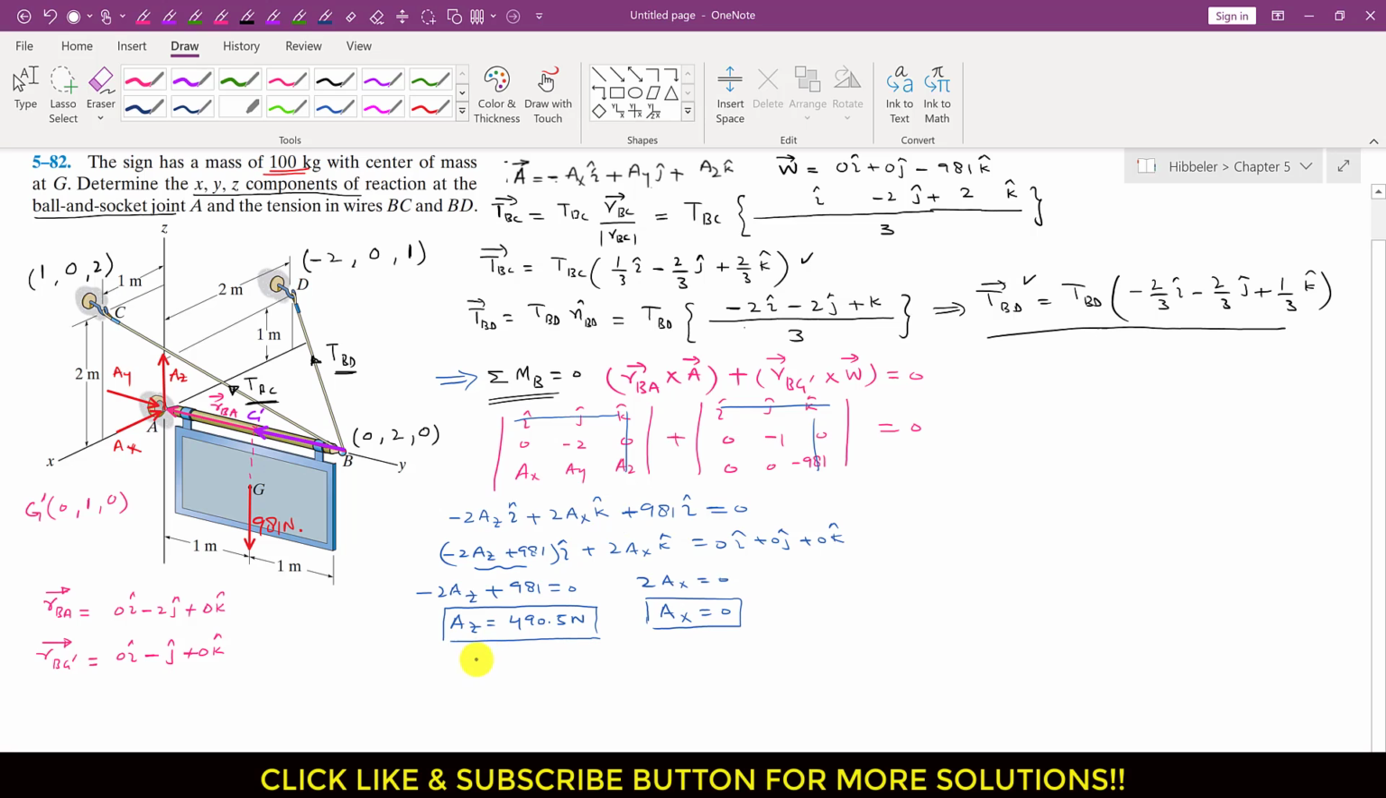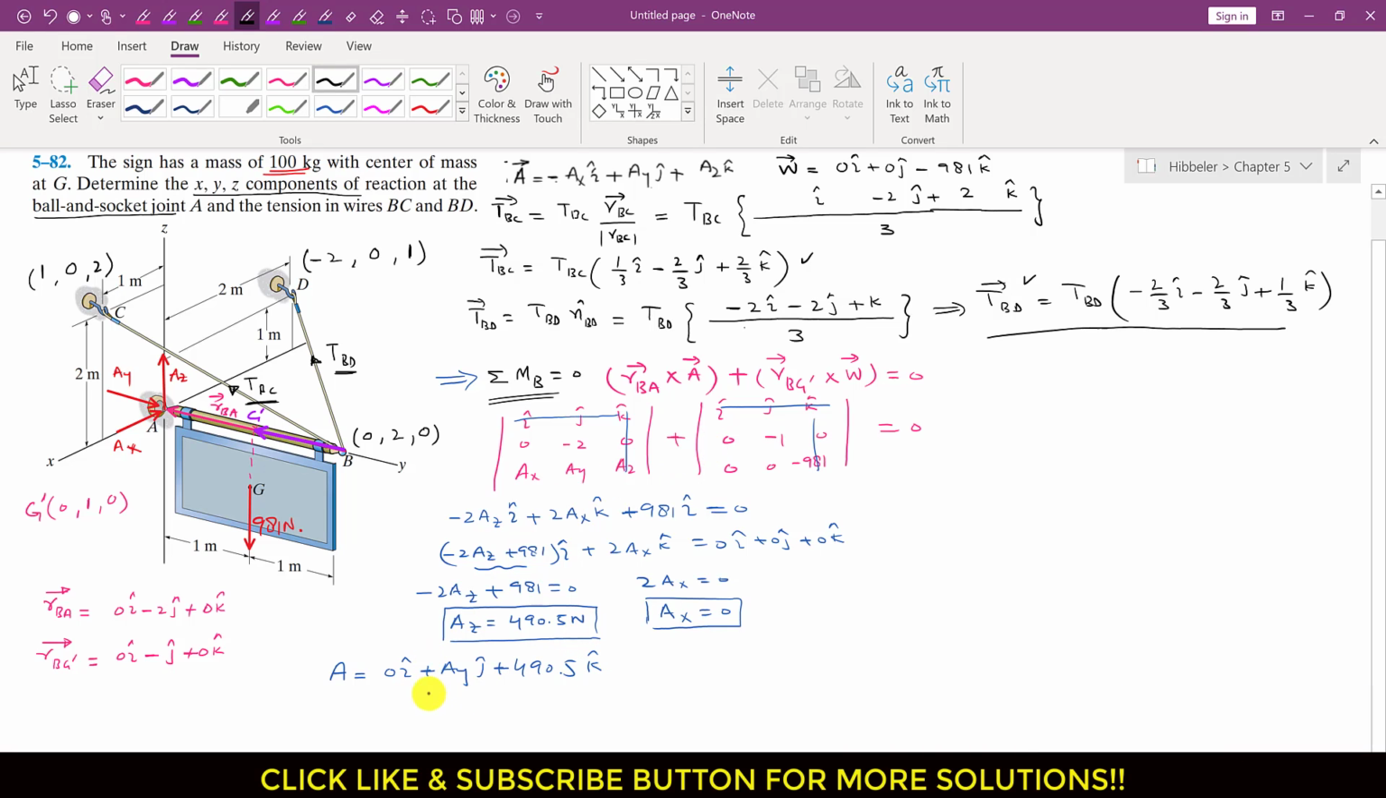So now we can update our A equation. Our A equation is: AX is 0 i, plus AY j, plus 490.5 k.